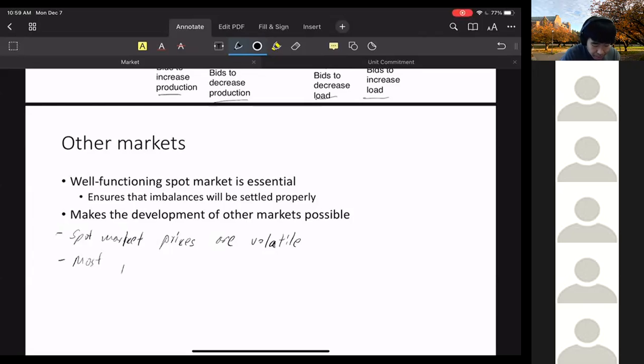So most participants actually want more certainty. Right. Like you, if you have some savings, you're not going to put them all into the stock market and just ride it out. Right? So a lot of participants want more certainty. So how do you get more certainty? Basically, there's trading ahead of the spot market.